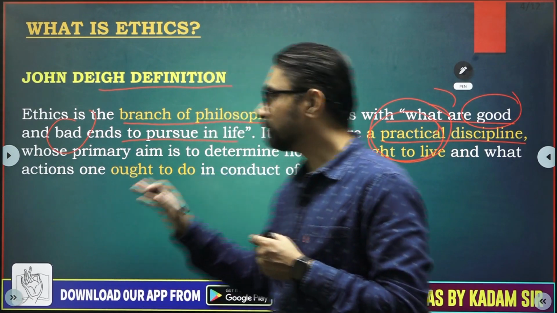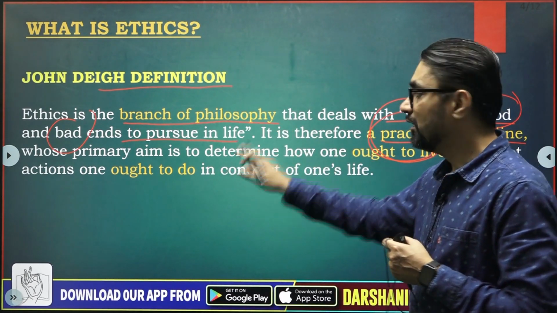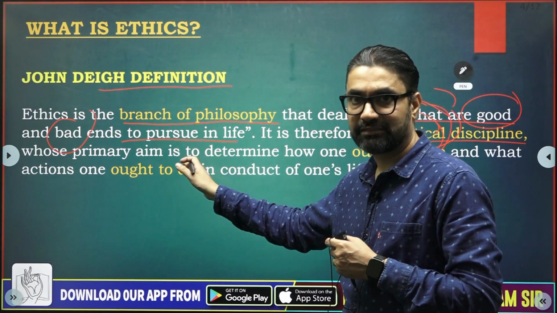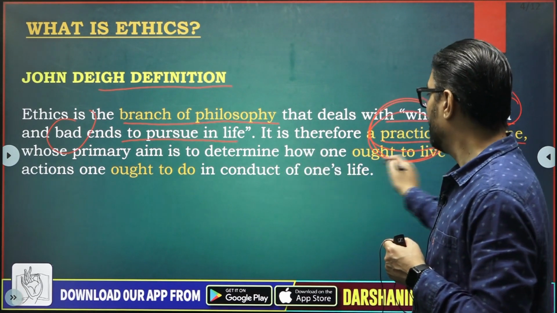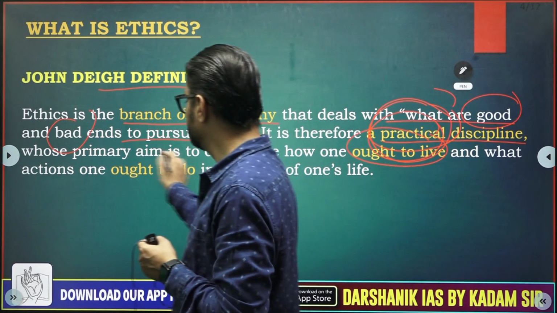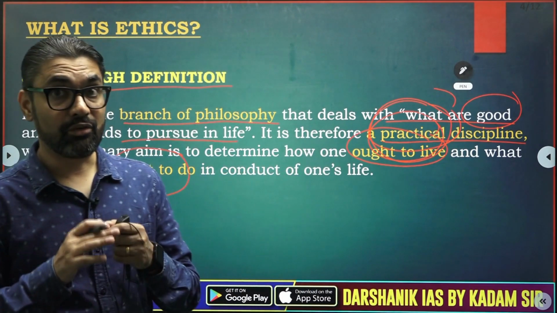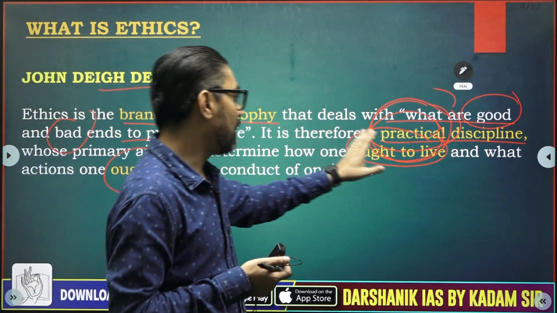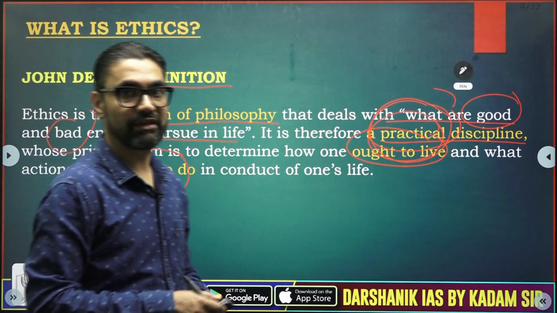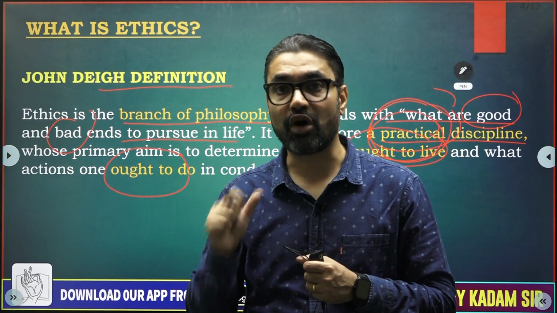Ethics is the branch of philosophy that deals with what are good and bad ends to pursue in life. It is therefore a practical discipline whose primary aim, what is this primary aim? Is to determine how one ought to live, how you should live, and what actions one ought to do in conduct of one's life. So guys, what is the significance of this ought word?